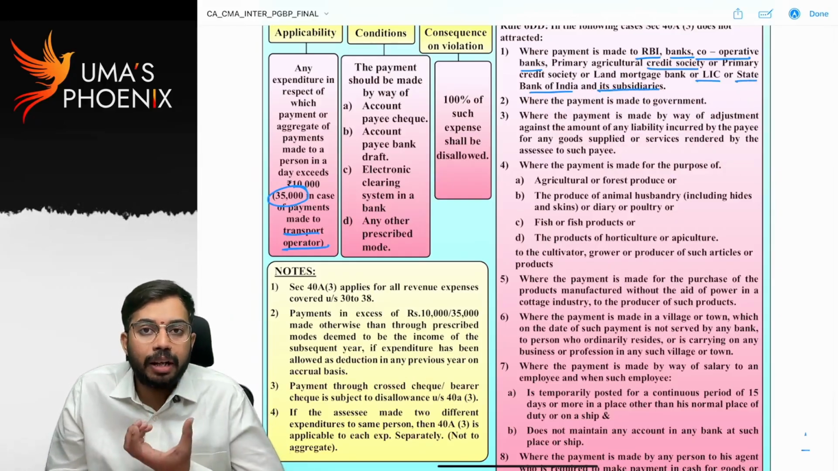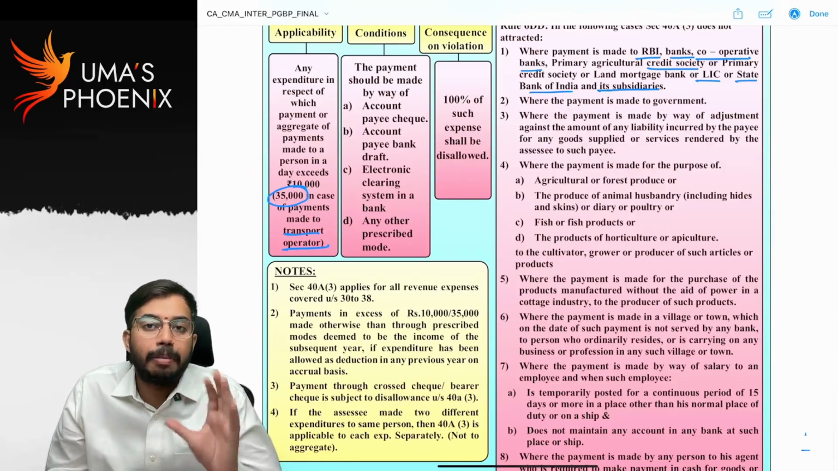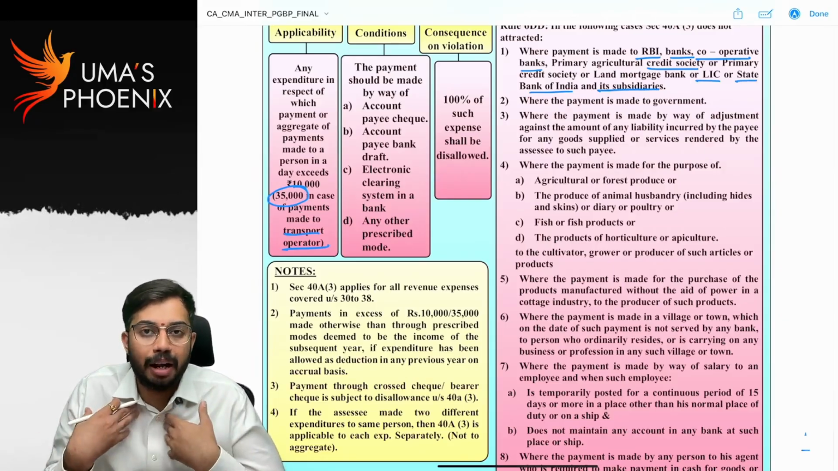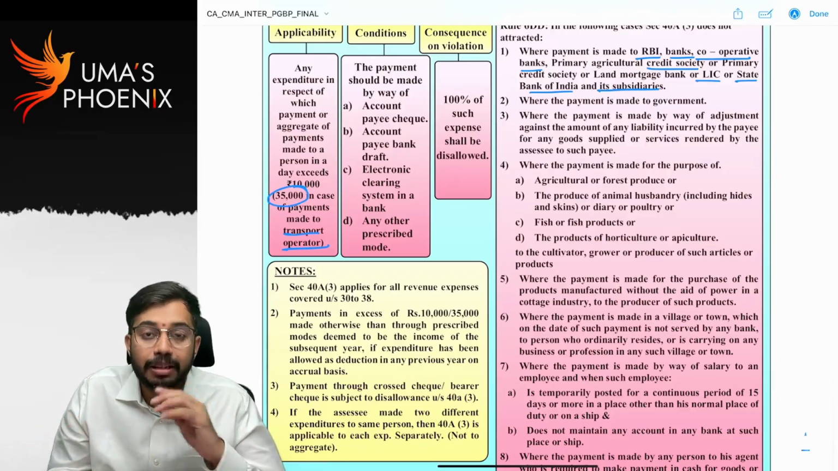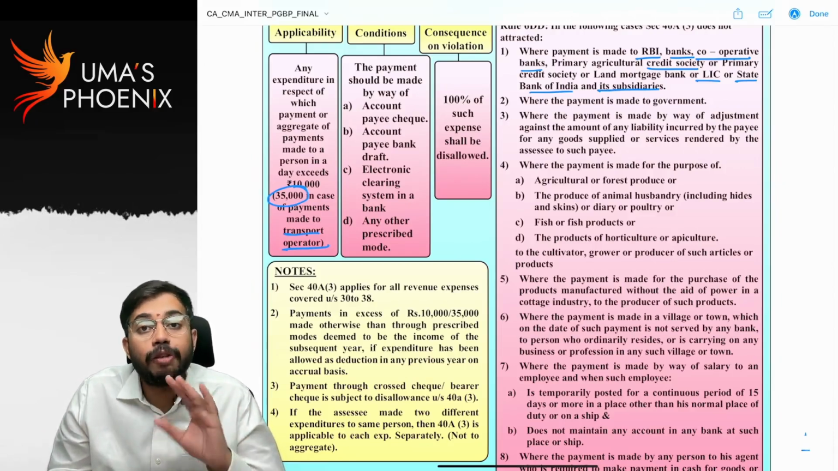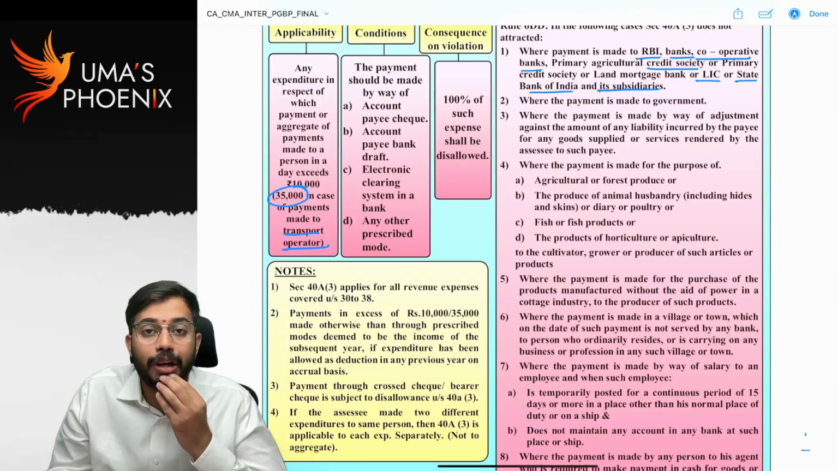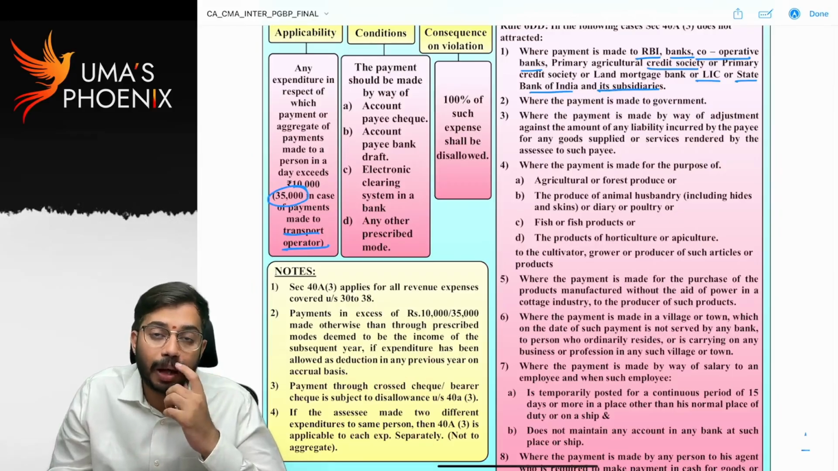See, I want to take a keyman insurance policy for my profession. In my profession, I am the keyman, right? I went to LIC. It said the premium is 40,000 rupees. I made the payment in cash. The total 40,000 is allowed as expenditure because 40A3 provisions are not applicable.